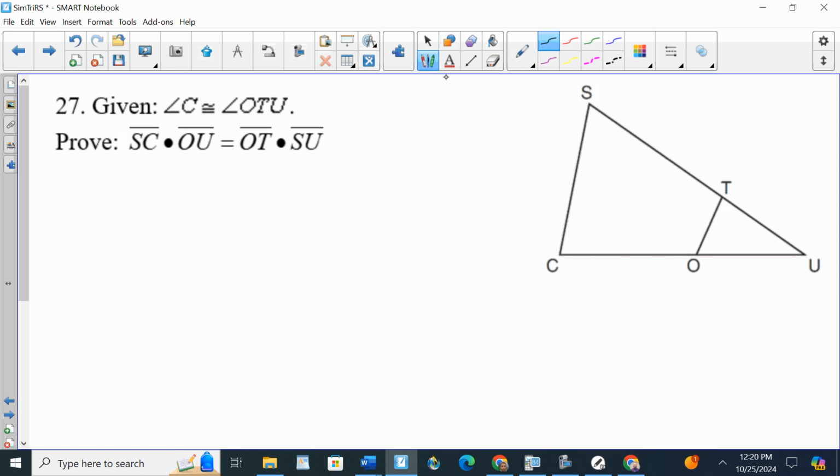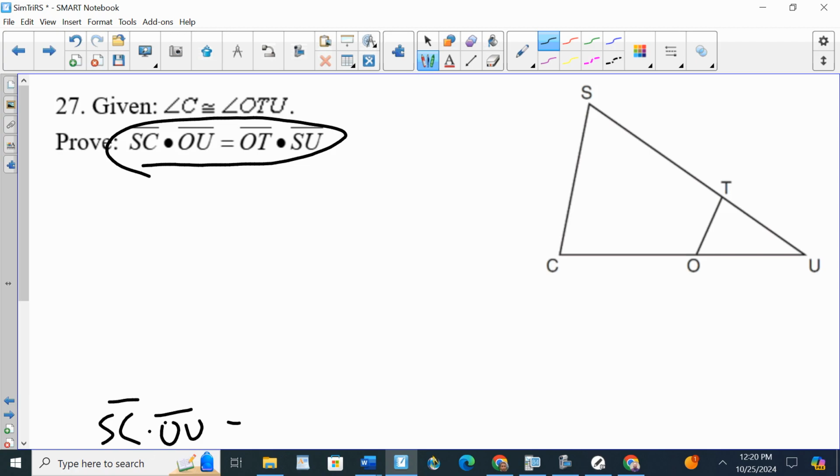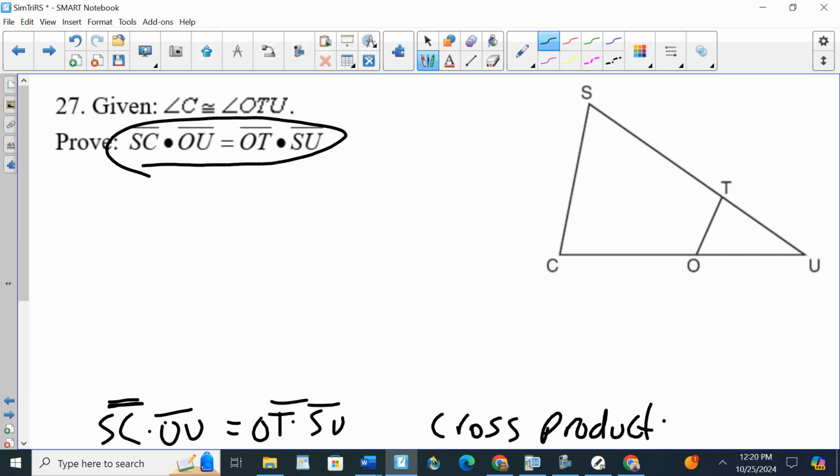When I see multiplication, I work backwards. SC times OU equals OT times SU. Multiply CPE. Cross products are equal. It's always the same exact last 3 steps when I am proving multiplication. You just need to practice it.